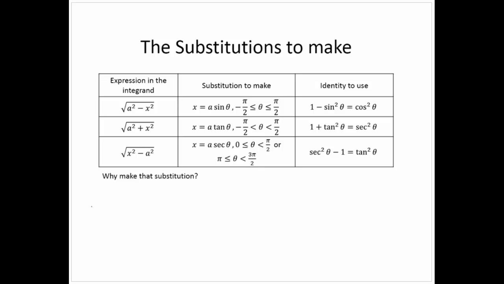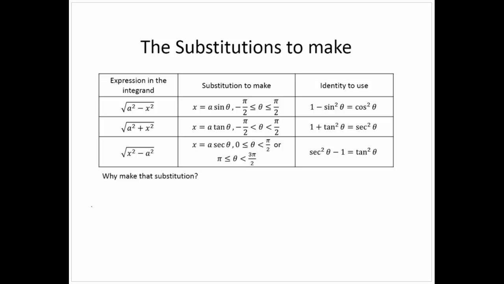If we see an integrand that has these certain expressions in them, the square root of a squared minus x squared, the square root of a squared plus x squared, or the square root of x squared minus a squared, we need to make certain substitutions to simplify the integrand. So if it's the square root of a squared minus x squared, we let x equal a sine theta, where theta falls between negative pi over 2 and pi over 2. And then we're going to need to use a certain identity. And it ends up being a Pythagorean identity. 1 minus sine squared theta is cosine squared theta.